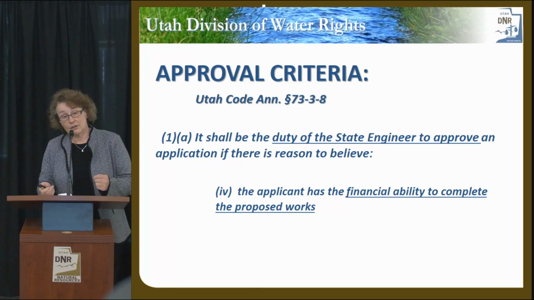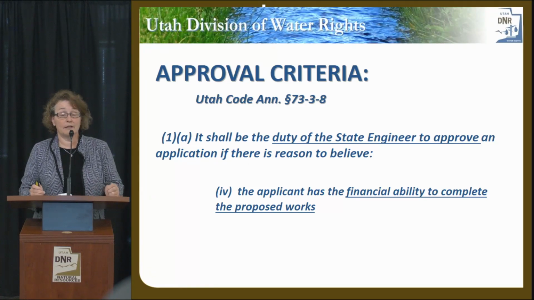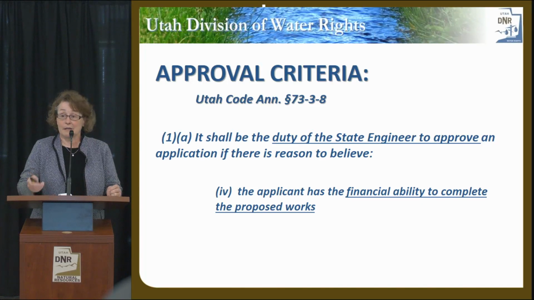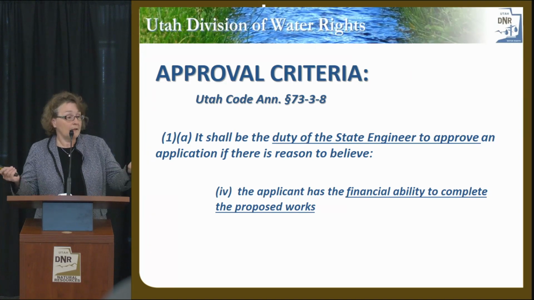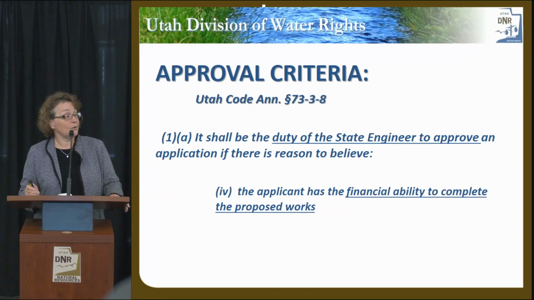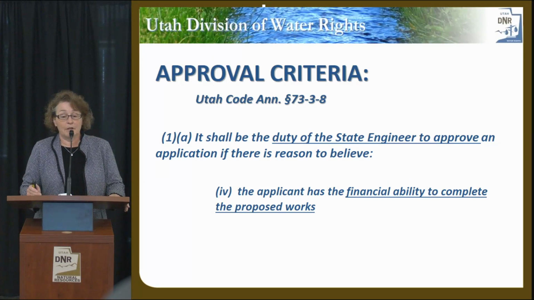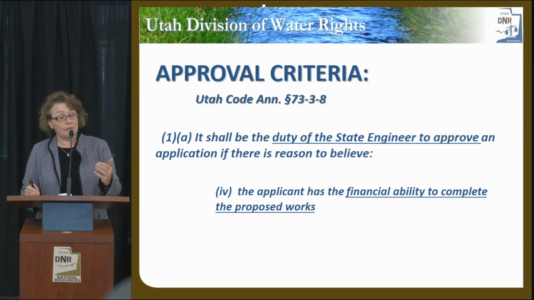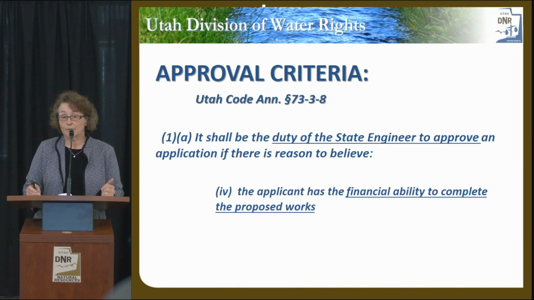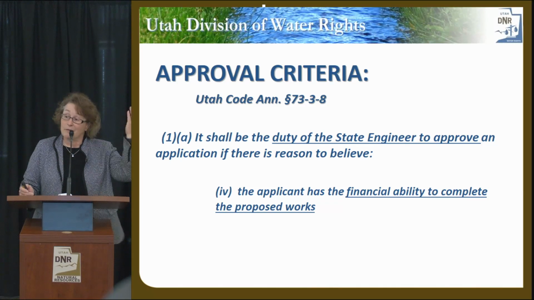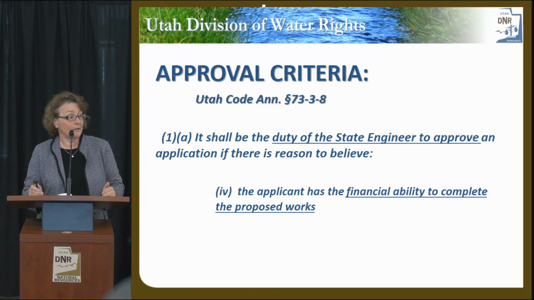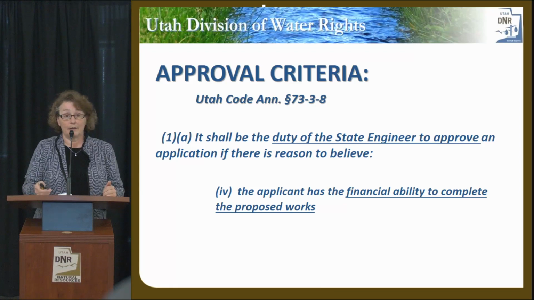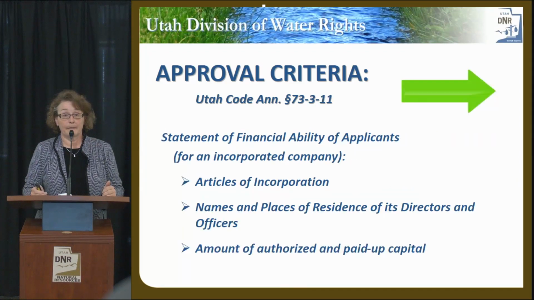Another section, criteria 4, that we look at is financial ability to complete the proposed works. Does that applicant have the financial ability? If you're building a home, you probably do have that financial ability to do that. So that burden or that standard may be a little lower. If you're doing a nuclear power plant on the Green River, probably a much higher standard to show that you have that financial ability to complete that project.